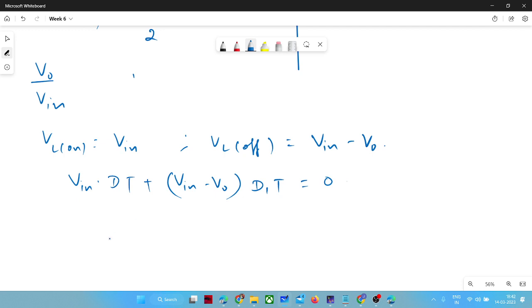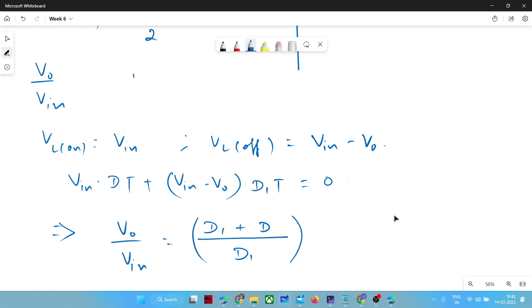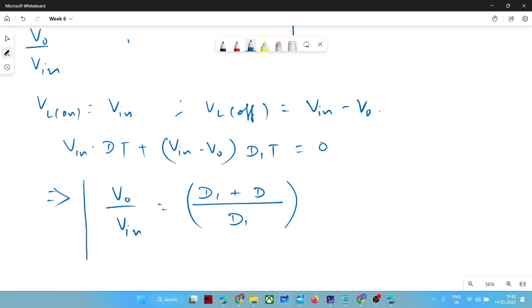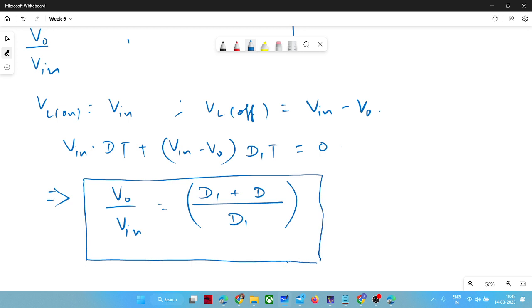So now if you solve it, V naught by V in would come out to be D plus D1 divided by D1. So again, this time your transfer function of V naught by V in, with D plus D1 anyway less than 1. Earlier it was 1 divided by 1 minus D.